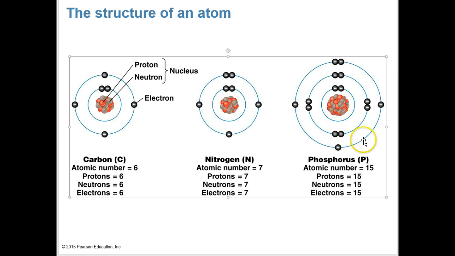Phosphorus is number 15 on the periodic table. Therefore, it has 15 protons. When it's neutral, it has 15 electrons as well. And also, with the protons in the nucleus, there are 15 neutrons. So 15 protons, 15 neutrons, and 15 electrons. Keep in mind, there's not always the same amount of protons as there are neutrons, as we'll see in a bit.